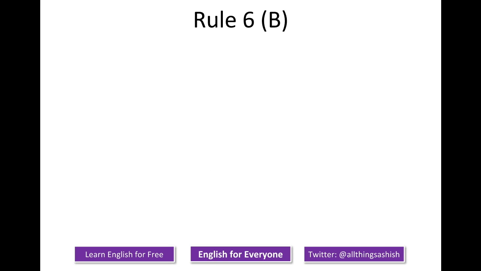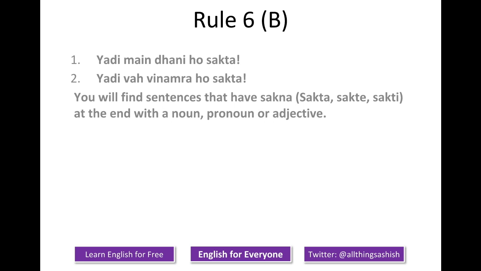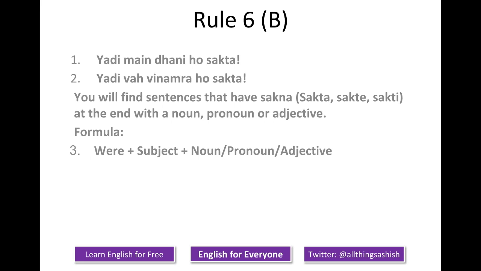Let's look at another aspect of rule number 6. यदि मैं धनी हो सकता, यदि वह विनम्र हो सकता. You will find sentences that have sakna, sakta, sakte, sakti at the end with a noun, pronoun, or adjective sometimes. Formula: were plus subject plus noun, pronoun, adjective. For example, were I rich? Were he humble? Once again, don't forget to give the correct tone.